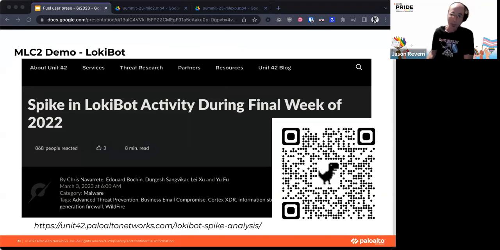So this is a Unit 42 write-up on a Lokibot variant that we observed at the tail end of last year. The article goes into details about how initial access came through a phishing email with a zip file attached. In the zip file was an ISO file, and when that ISO file is mounted, it contains a PE malware file. And I've done a quick demo here of showing execution of this PE file and advanced threat prevention blocking it.